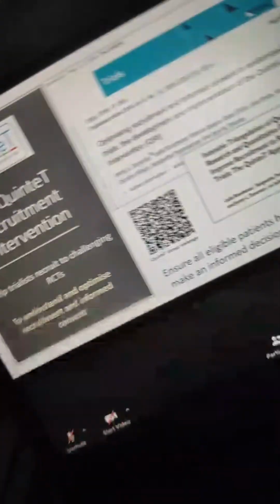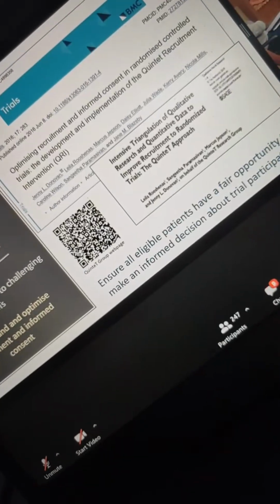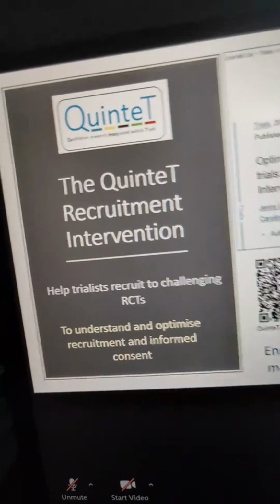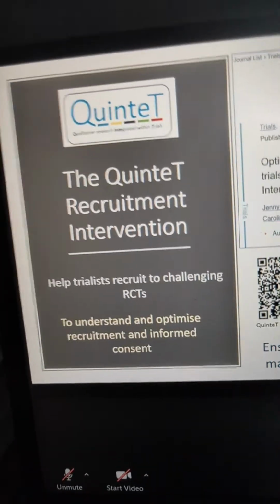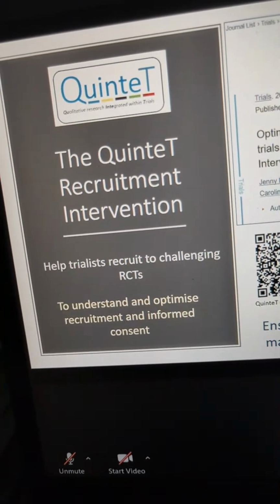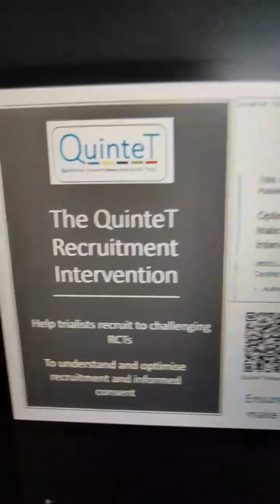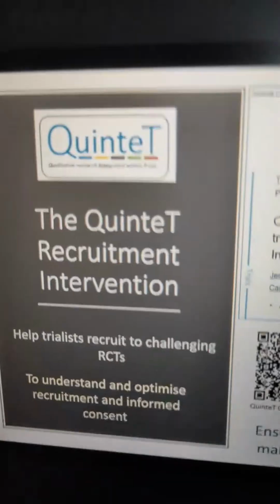And then we set up strata and we embedded some qualitative research during the trial. We embedded something called the Qualitative Recruitment Intervention. This is an intervention that we've developed at Bristol within our team, and this is an intervention to help trialists recruit challenging RCTs.